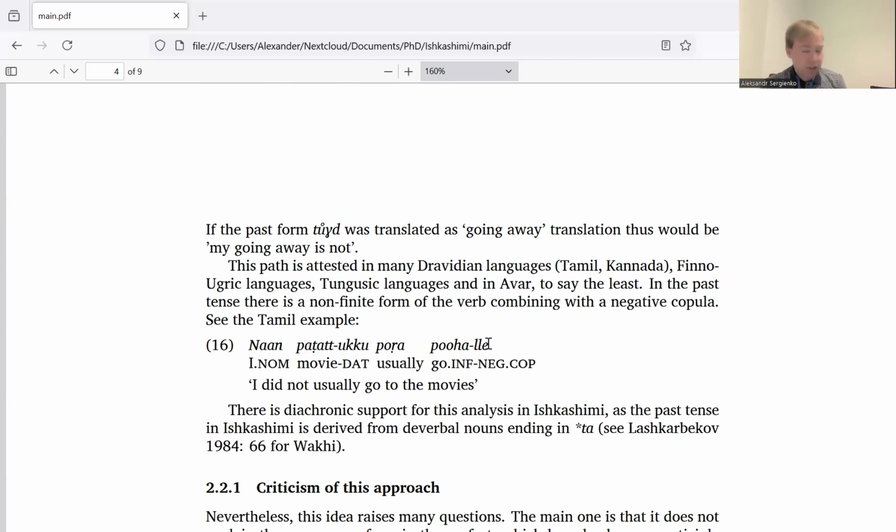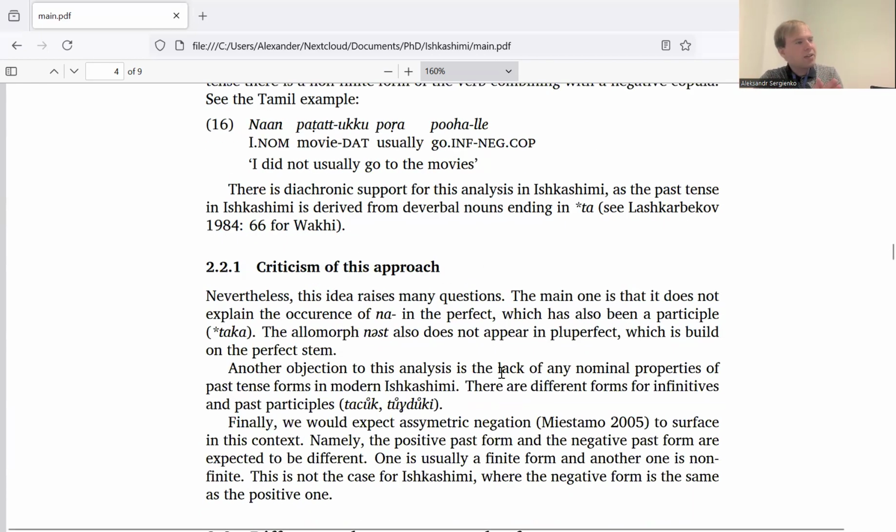And there is indeed diachronic support for this kind of analysis in Ishkashimi, because as you know, all past forms of modern Iranian languages are derived from the verbal nouns ending in ta. See many references. But this idea doesn't really work. So this idea raises many questions, unfortunately. The main one is that it overgeneralizes, as one might say. It makes wrong predictions for the perfect, right?